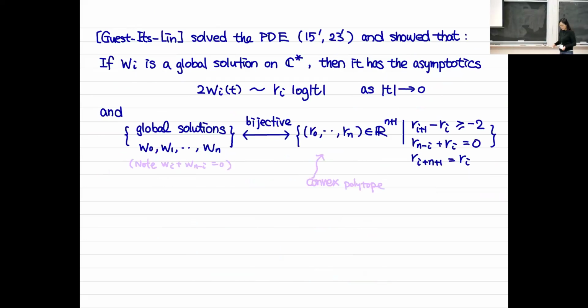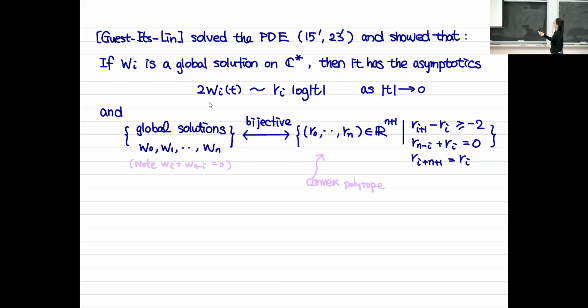The PDE for these equations is quite difficult to solve, but in 2015 and 2023, for the lower rank and the higher rank, it was done by Martin Guest, Alexander Its, and C.S. Lin. They solved this PDE, and they also studied the asymptotic behavior of the solutions. In particular, because this is defined on C star, the solution is defined on C star. They show that it has this particular asymptotic behavior.